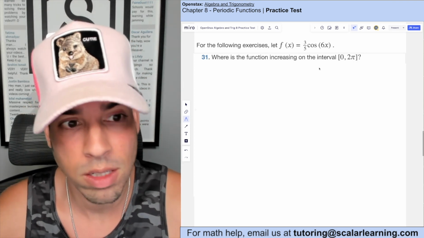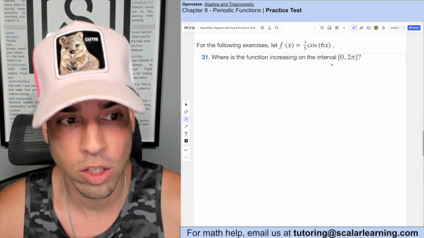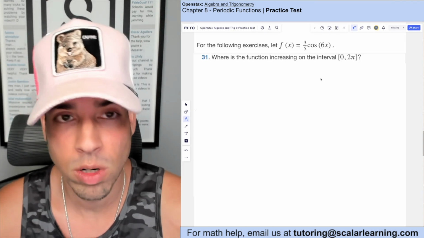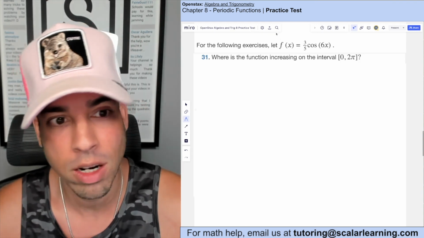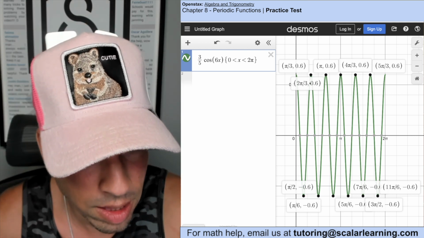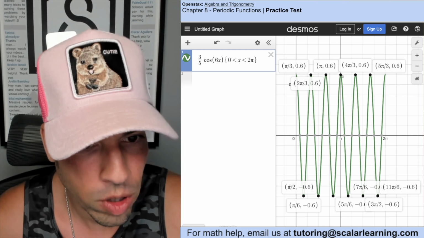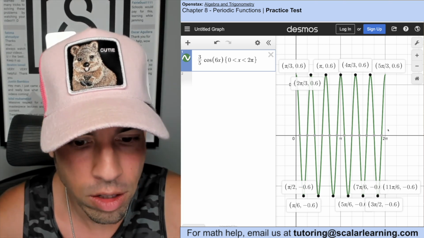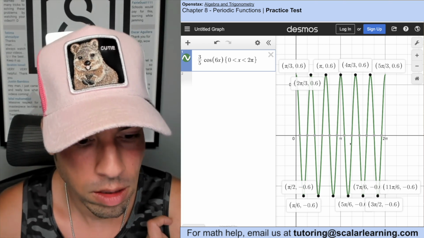Where is the function increasing on the interval from 0 to 2 pi? So I'm going to graph this in Desmos, and then I'm going to show you where it's increasing. And again, increasing means where does it have a positive slope? So let's check it out. Here you can see everywhere where the slope is positive, meaning like this stretch, in these intervals, that's where it's going to be increasing.